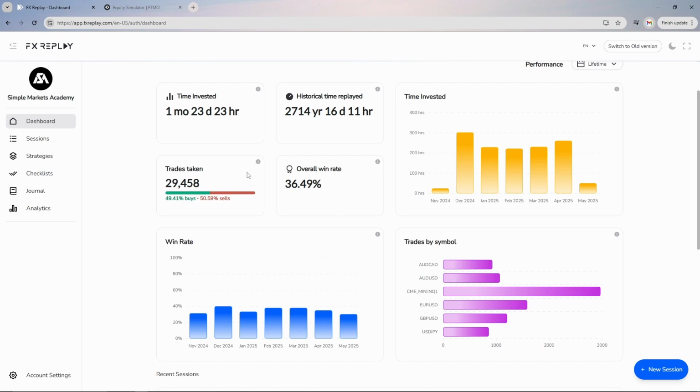This here is FxReplay. It is one of the best softwares, in my opinion, for backtesting and tracking data on your strategy. It gives you all sorts of metrics like what symbols you traded, the amount of time per pair, the win rate on each individual pair, and as well as keeps track of your historical time period, your win rate, your buys and sells, and many more metrics.